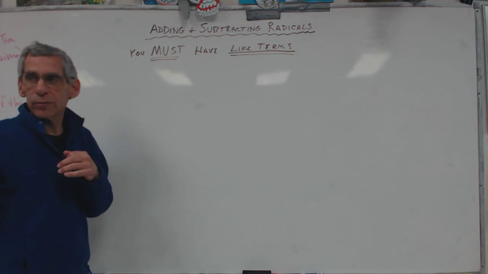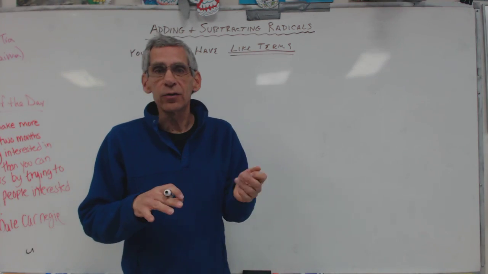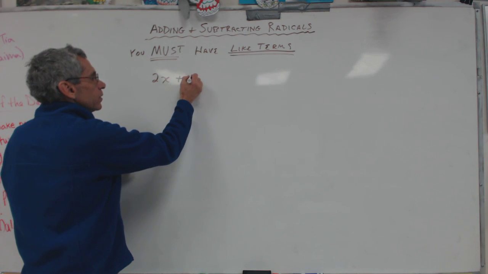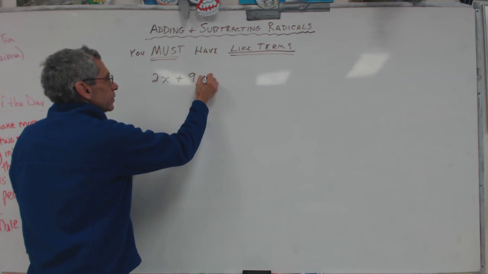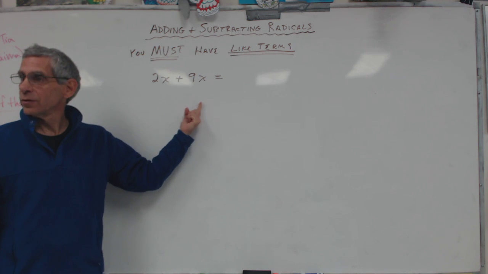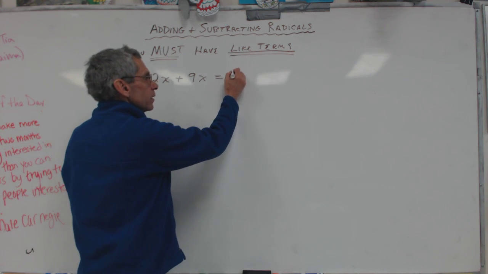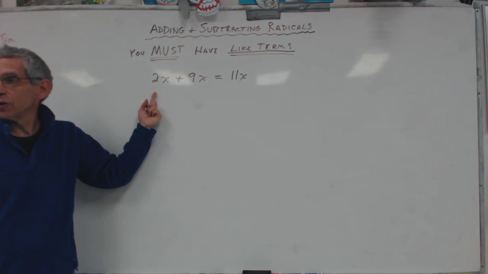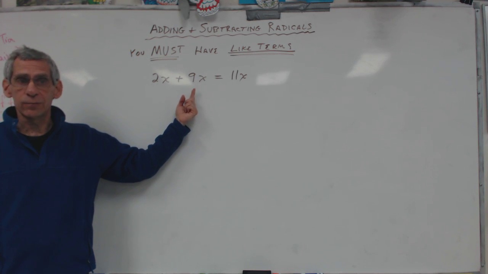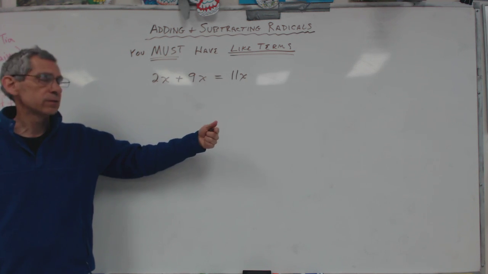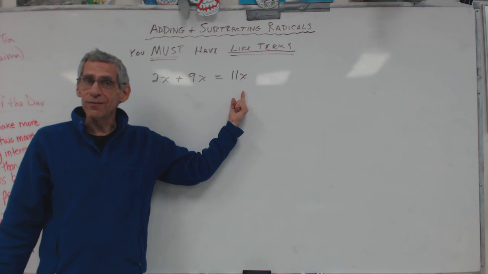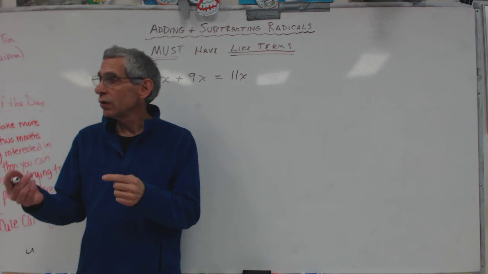So like terms, if we're not talking radicals, if we're just talking variables, if I said 2x plus 9x is equal to what? Are these like terms? Yes, that's equal to 11x. Basically, this means I have two x's, x plus x, and then somebody gives me 9 more x's. And so in total I have 11 x's. The same thing is true with radicals.